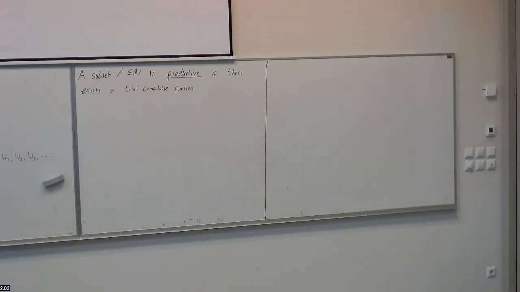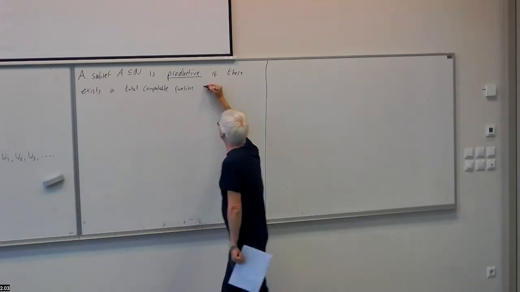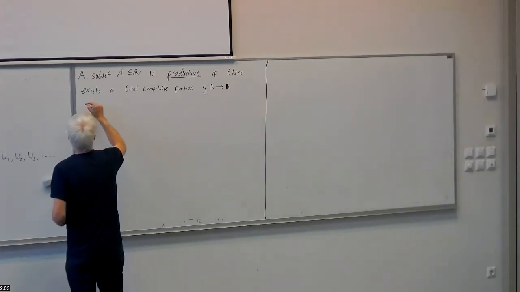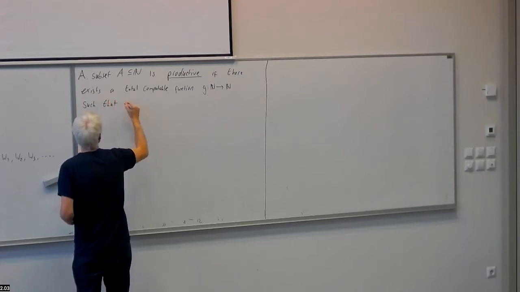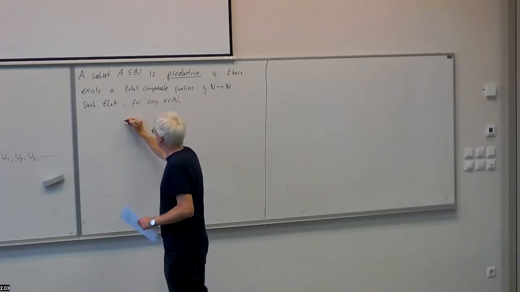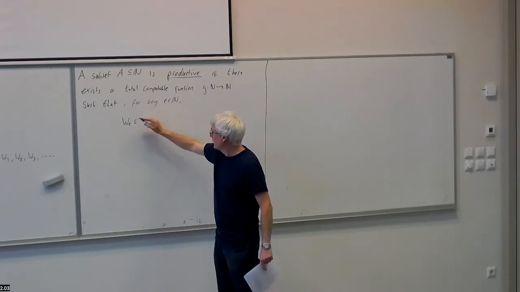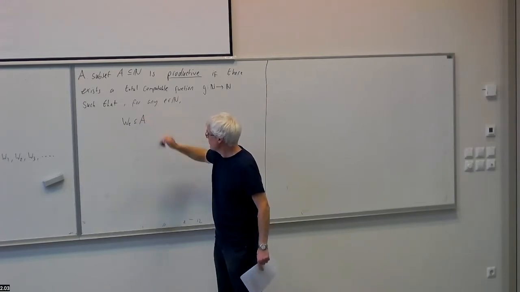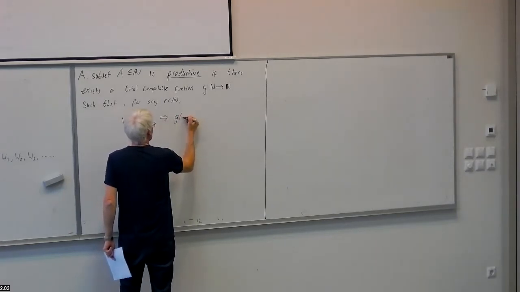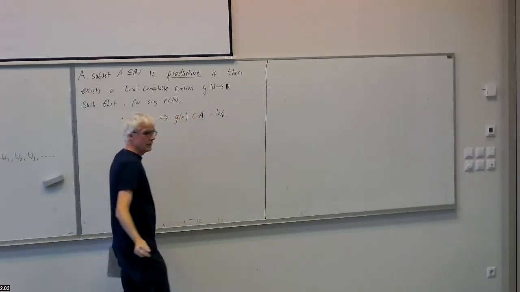So if there exists a total computable function, G, a very anonymous letter for a function, on natural numbers, such that for any natural number E, in the case that E is the index of a computably enumerable set that is a subset of A, then our function G applied to E will find us an element of A which was outside of that computably enumerable set. Okay?